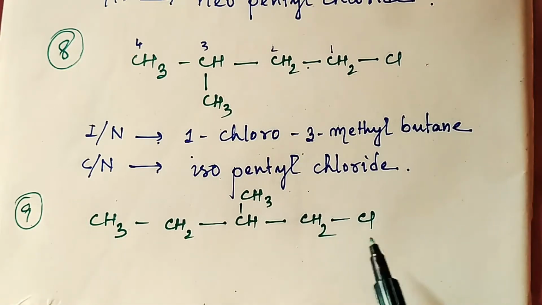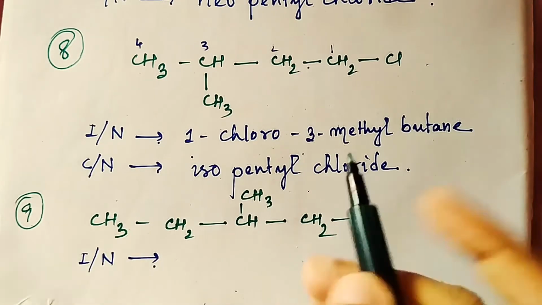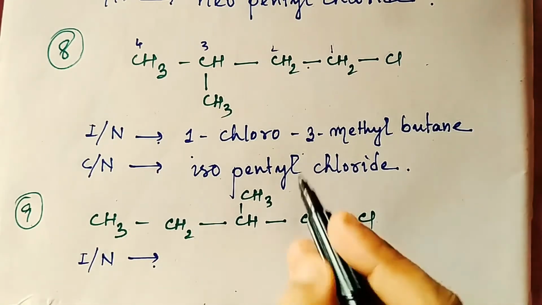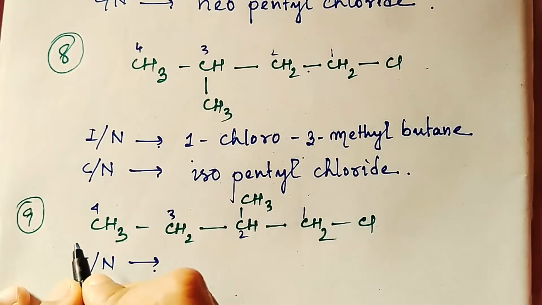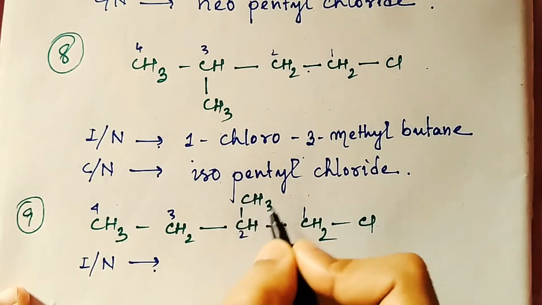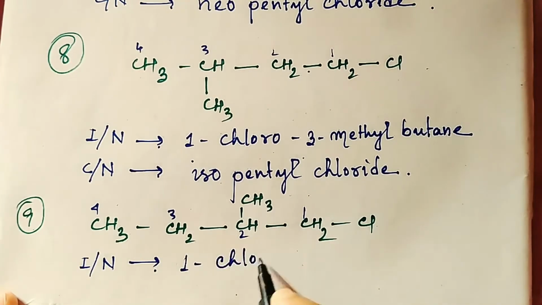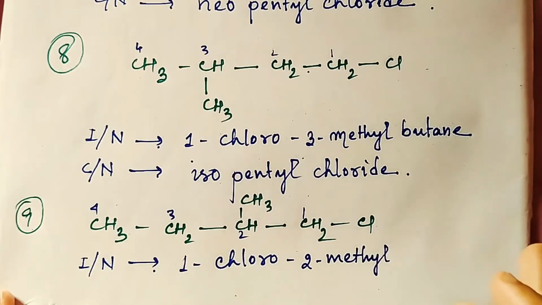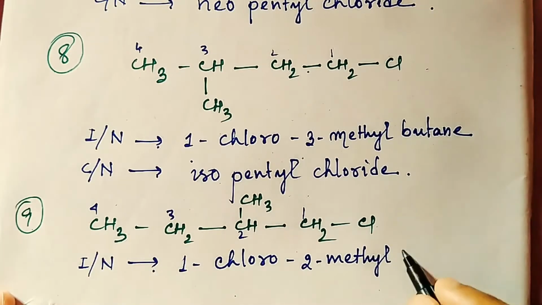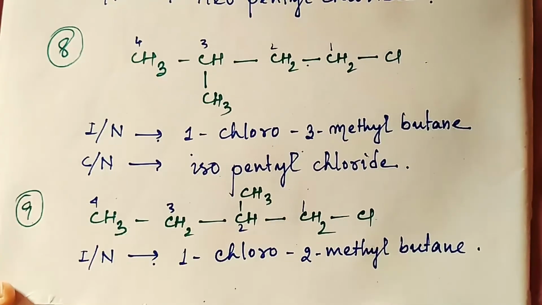Say the structure. Before finding out the IUPAC name, you have to give the number on the alkane chain. So here it is 1, 2, 3 and 4. 4 carbon atoms, 2 branches, chlorine and methyl. So chlorine will come first because of alphabetic order. So write 1 chloro, 2 methyl, 4 carbon atoms, so butane. The IUPAC name is 1 chloro 2 methyl butane.